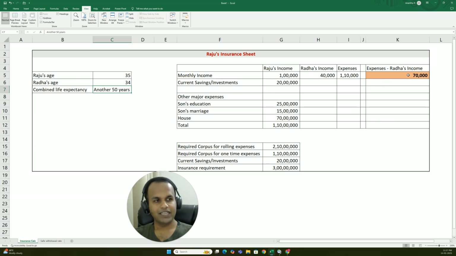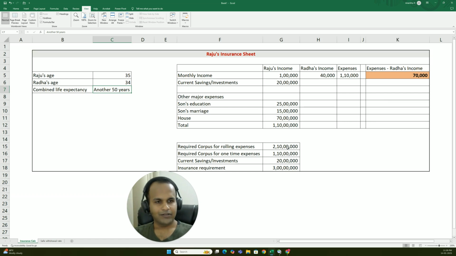So we have 70,000 of expenses which need to be met through the corpus that you get from insurance once that unfortunate incident occurs, right? And you need another corpus for one-time expenses that they would have met through their income over the long term. And you would have to adjust that for current savings or investments, right?